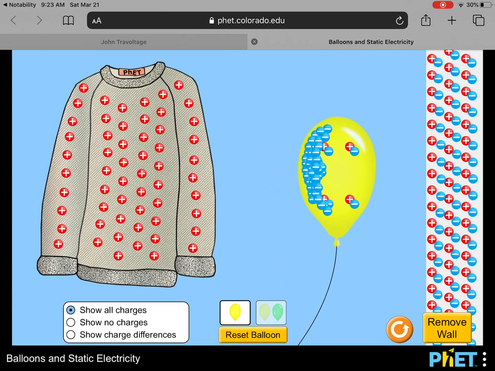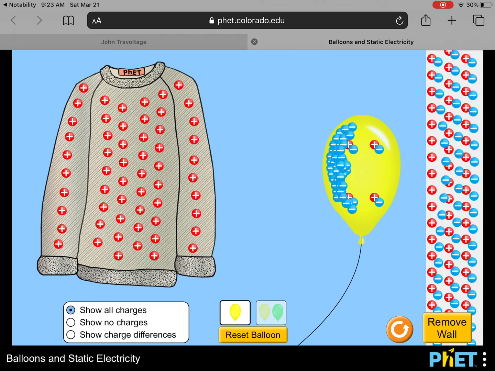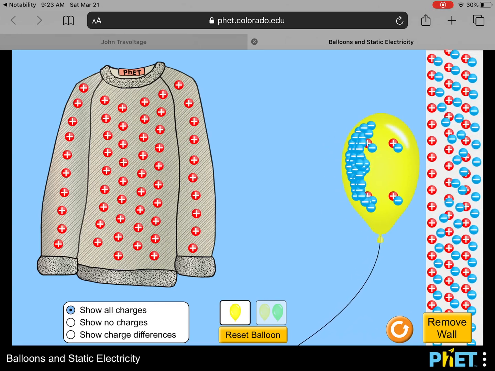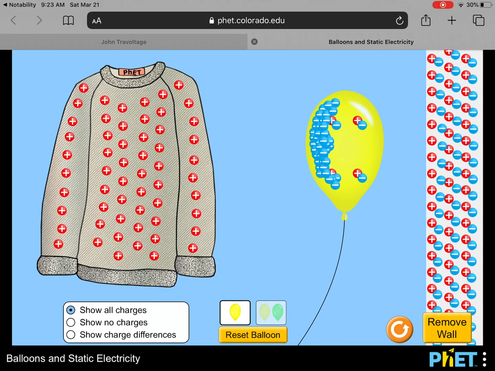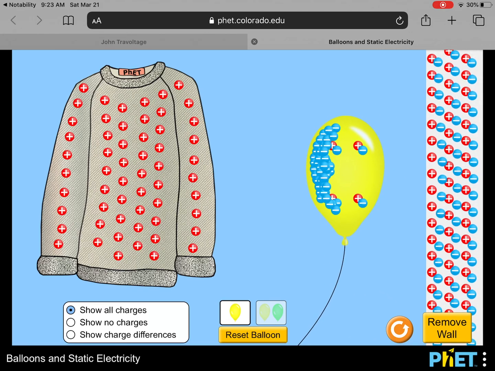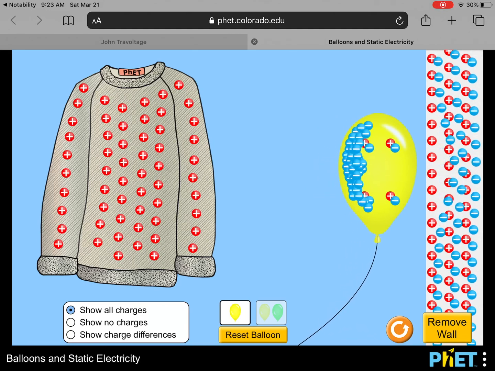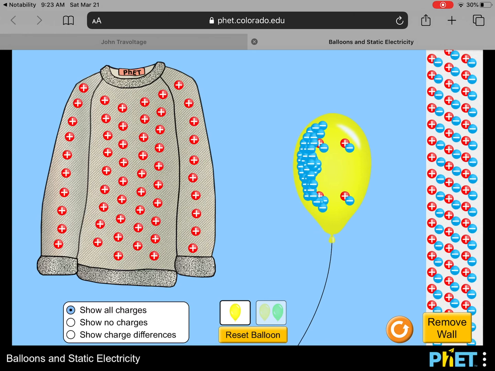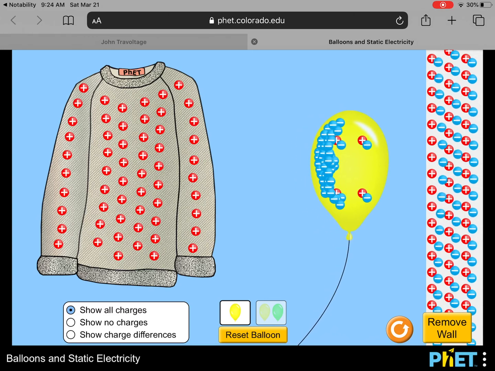What's happening to those electrons in the wall? Notice how the electrons in the wall are moving away from the surface because they're repelled by the electrons in the balloon. The electrons in the balloon have nowhere to go. They're on the balloon. But the electrons in the wall, they can move away from the surface. Now, this is a bit exaggerated. They're probably only moving away on the scale of nanometers or micrometers. But it is enough to make a difference.